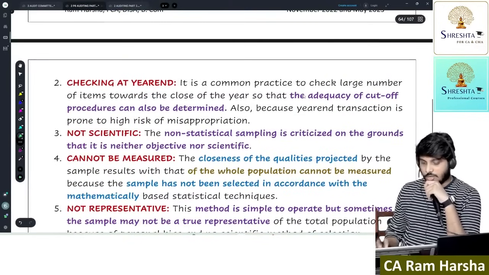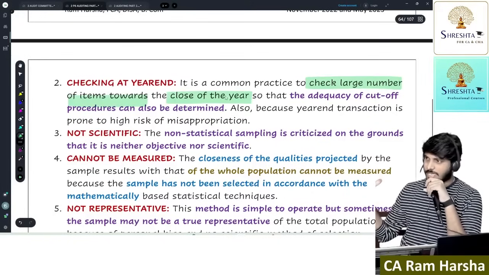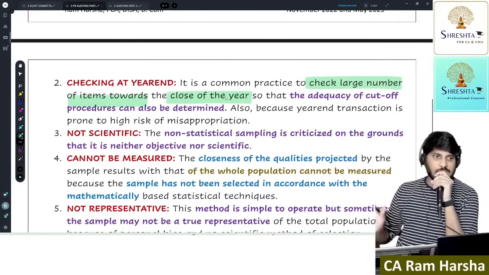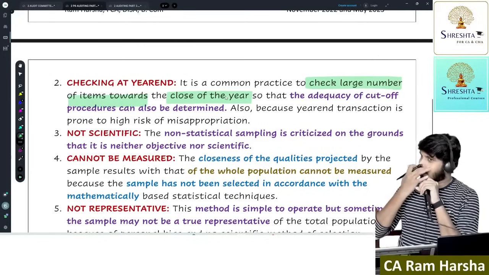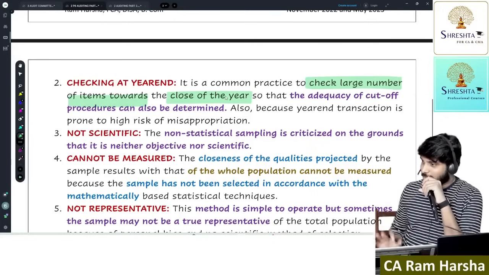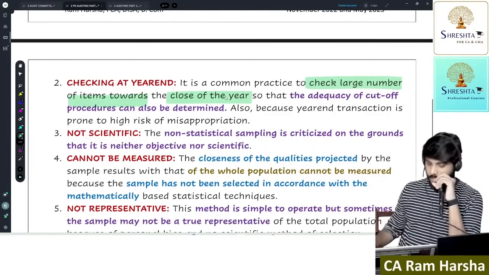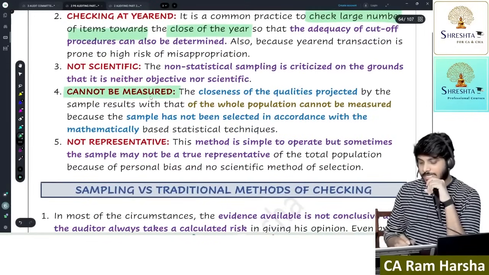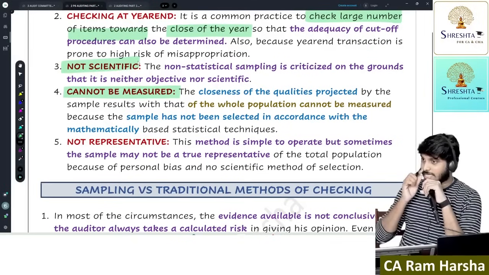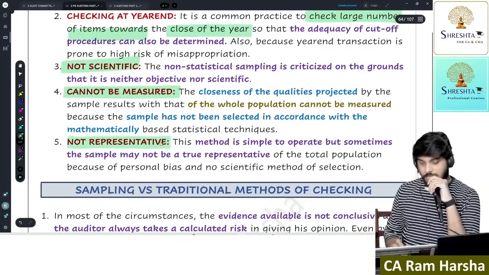Moreover, in non-statistical sampling, we usually check large items, especially those recorded at year end. At the closing time, whatever major transactions were there, that is what we generally check in non-statistical. See, first of all, we don't apply any non-statistical technique. By default, we select samples at random, right? The moment you select on a random basis, it is statistical sampling. Simple. Here, the results cannot be measured because they are not scientific. And moreover, in non-statistical sampling, the sample selected is not representative.